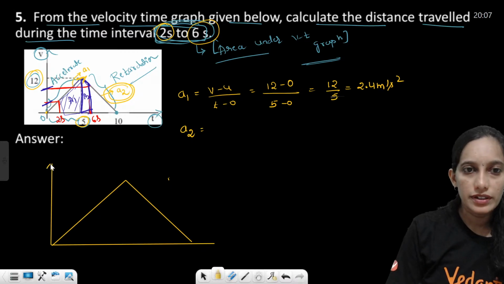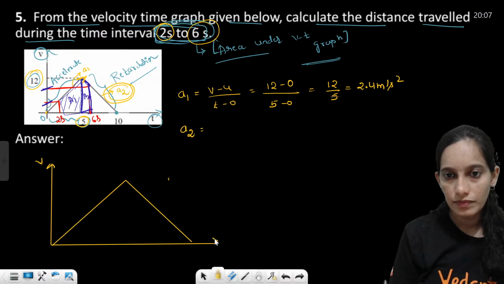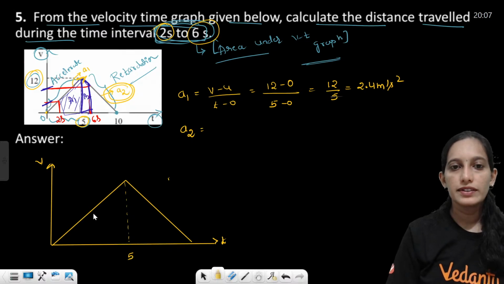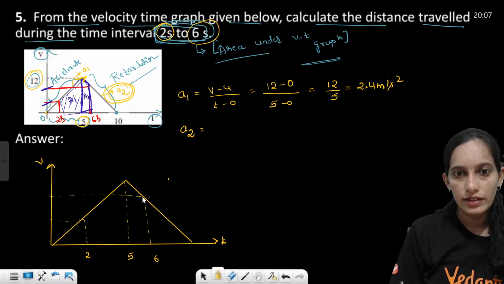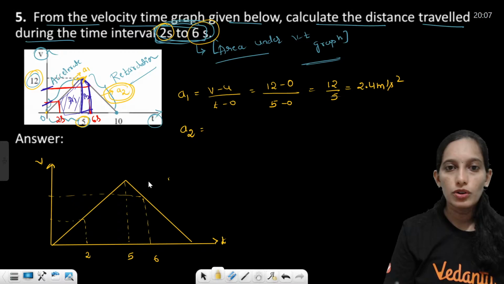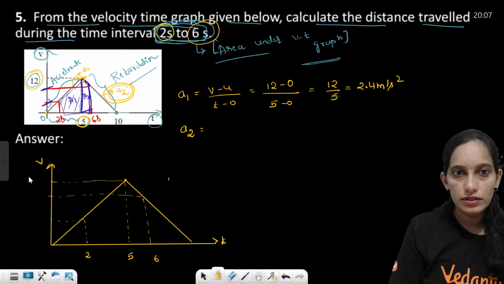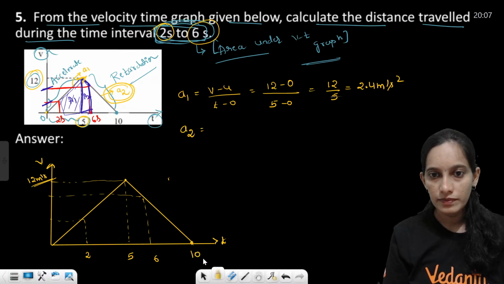Okay, so what is there? v-t. And this is given to be 5 seconds. Now we are interested in what the velocity is at 2 seconds and what the velocity is at 6 seconds. Okay, so for the retardation, the velocity is given, this is like 12. Okay, so now, yeah, this is 10, this much is given.